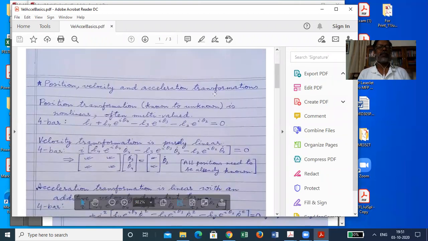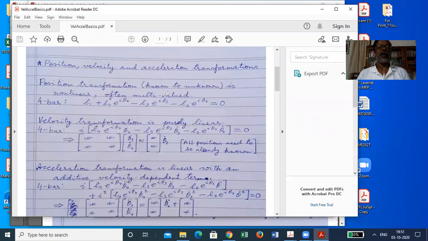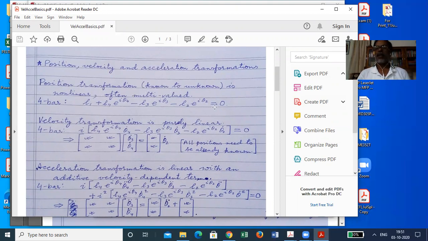You see, we discussed these issues. Position transformation from known to unknown is nonlinear, often multi-valued. For the 4-bar, it was like this. We knew that at the time of discussing this. Then, velocity transformation is purely linear. Okay, and for 4-bar, it will be like this. And purely linear means there is no additive term either. So all the velocity terms of the mechanism will be proportional.